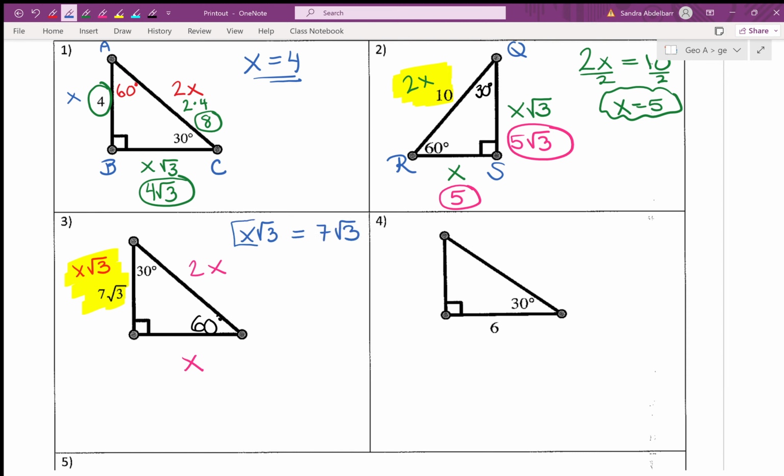We need to solve for x. Do we all agree in order to solve for x, I need to divide by root 3? So I need to divide by root 3 on both sides, but what happens to that root 3 on both sides? On both sides, they cancel. So what am I left with? x is equal to 7. So that means the bottom side is 7. What is the hypotenuse going to be? 14.